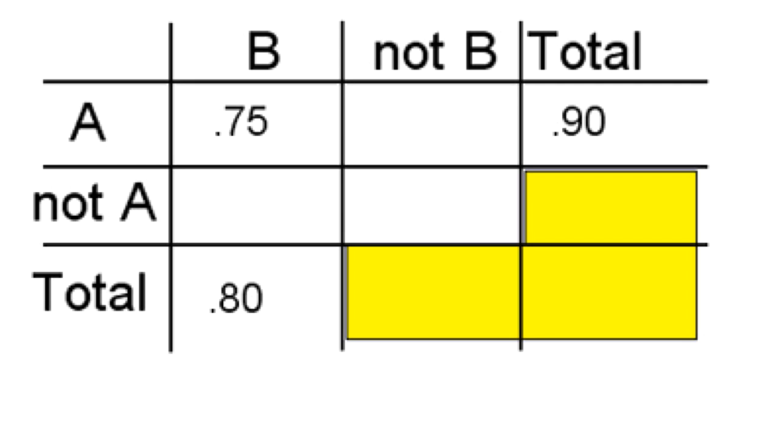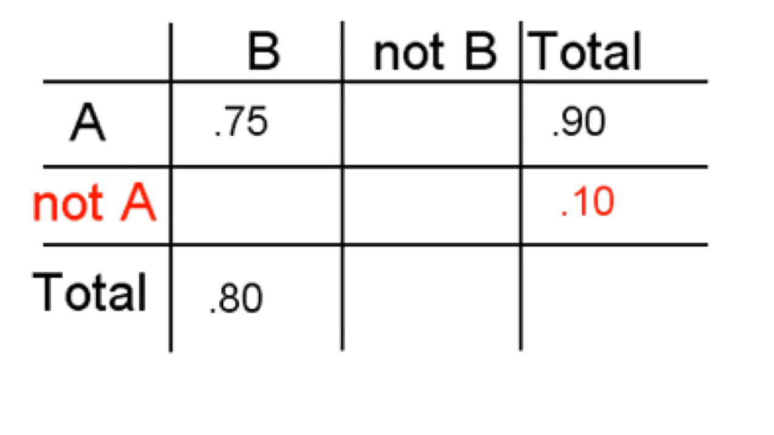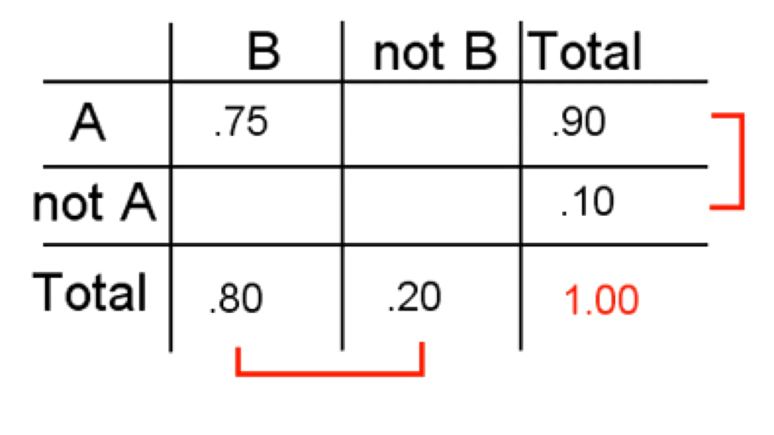Next, we complete the margin by simply applying the complement rule. If the probability of A is 0.9, then the probability of not A must be 0.1. If the probability of B is 0.8, then the probability of not B must be 0.2. Note that both the row totals and column totals sum up to 1.